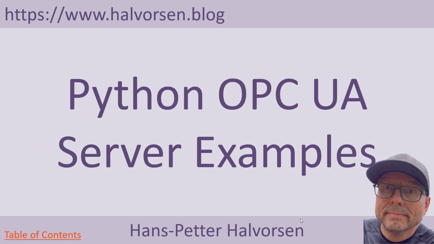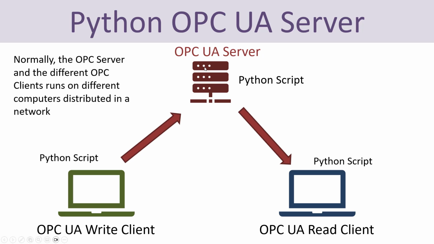So next, let's see how we can create an OPC UA server in Python as well. So now we are going to have three different applications. All three applications should be written in Python. So now we should also have an OPC UA server running in Python, and an OPC UA write client running in Python, and an OPC UA read client running in Python.